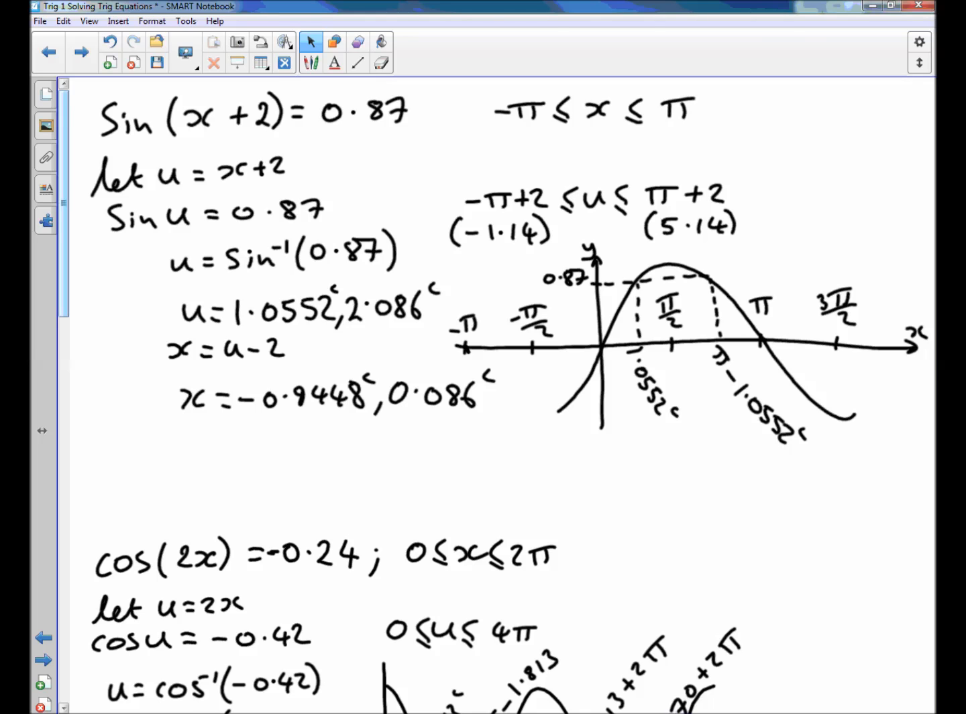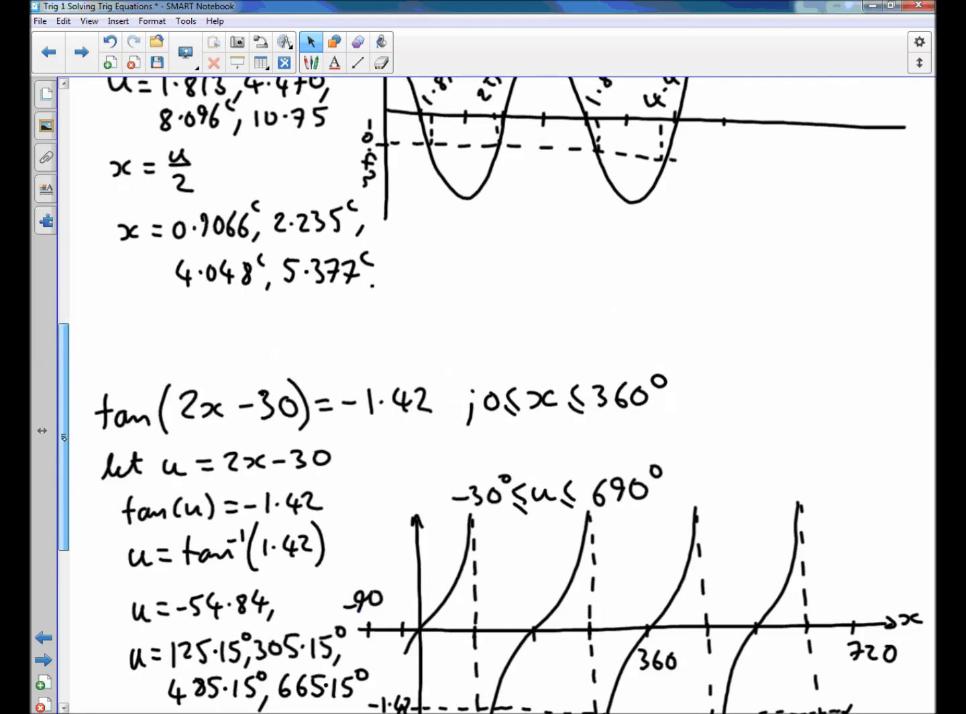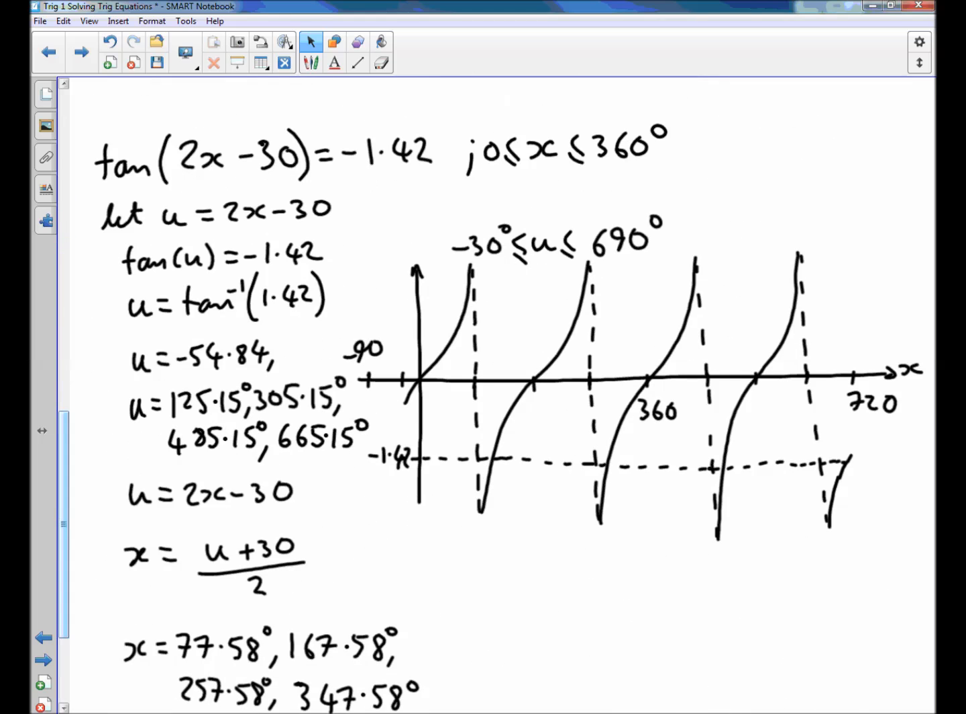Again, the real trick to doing this well is sketching those trig graphs. If you sketch them correctly, you will not miss out any solutions. And as before, you need to work out all of your solutions for u, and only then go through and find out your solutions for x or theta or whatever you're using for your variable.